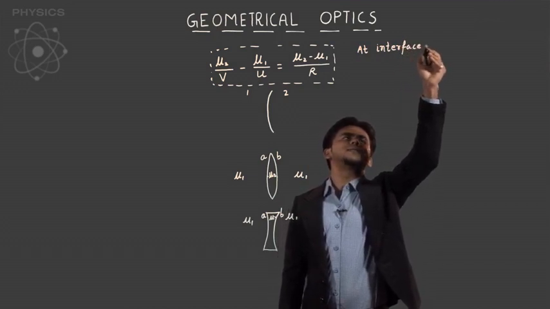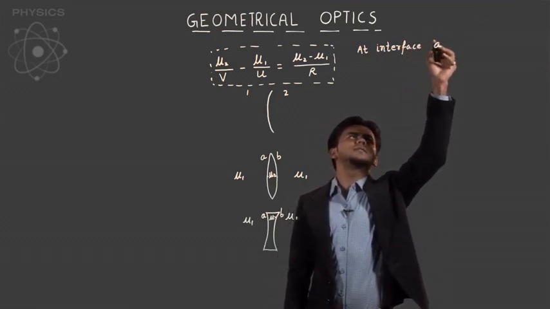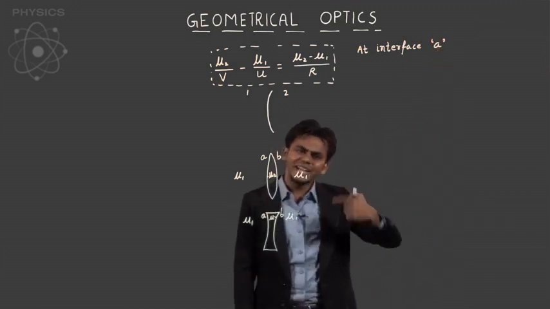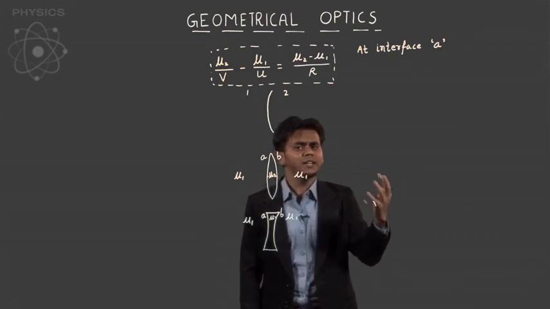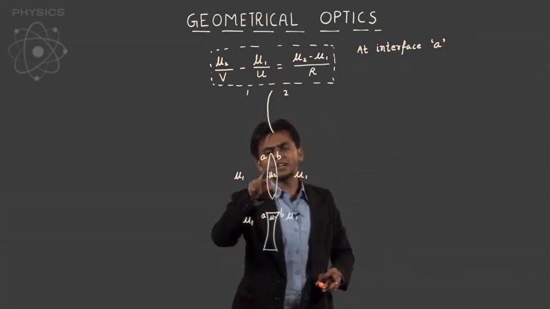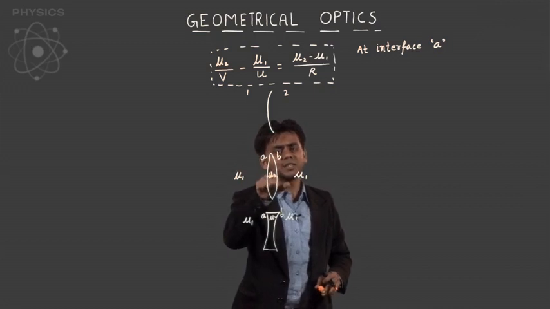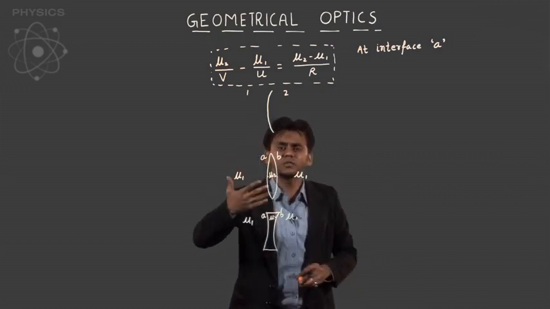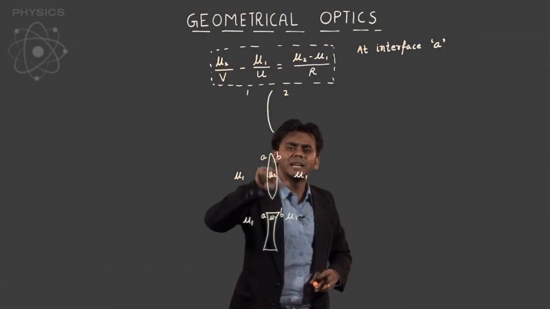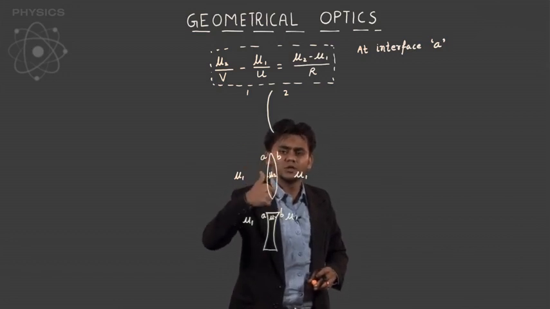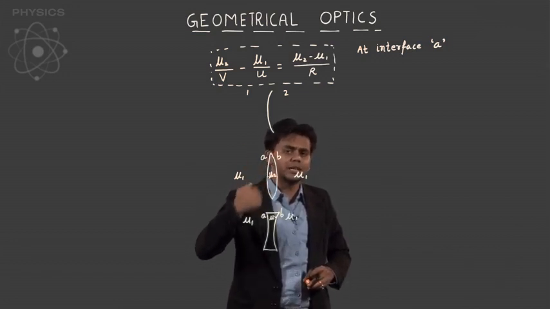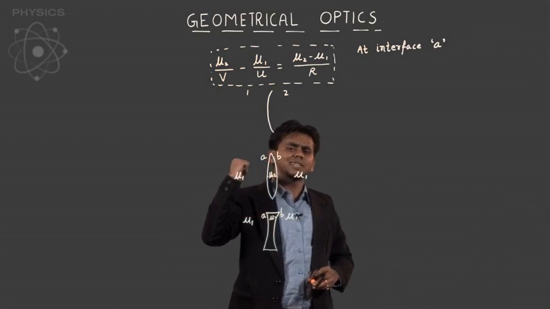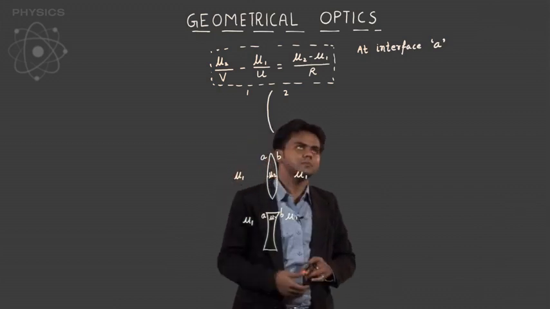My object distance could be thought of as just u, and that would create an intermediate image. Why intermediate? Because after refraction from here, the ray doesn't stop refracting, it refracts here too. So I'll have a second image formation by this B interface. That would give me the final image. So let's say the intermediate image location is some V1.